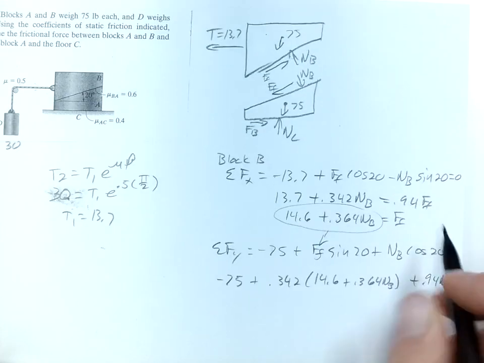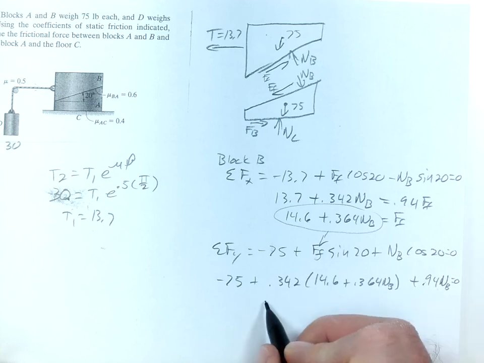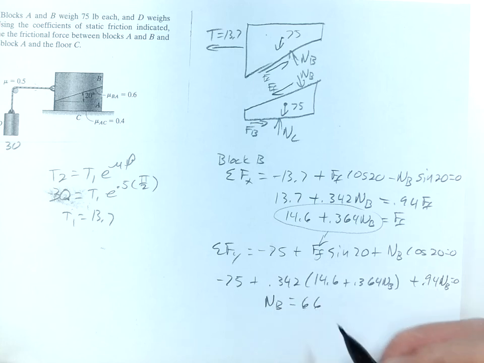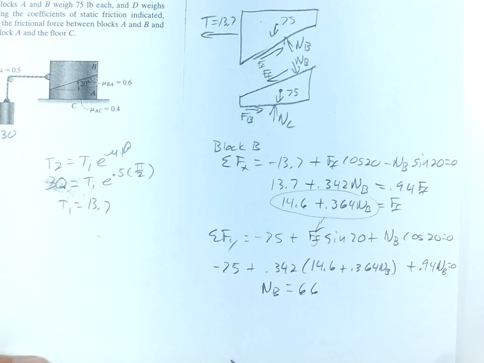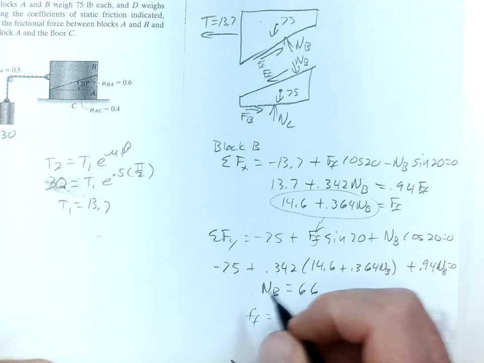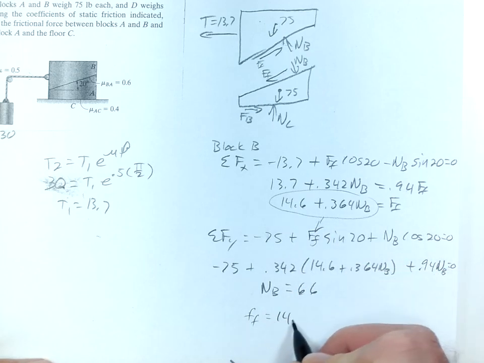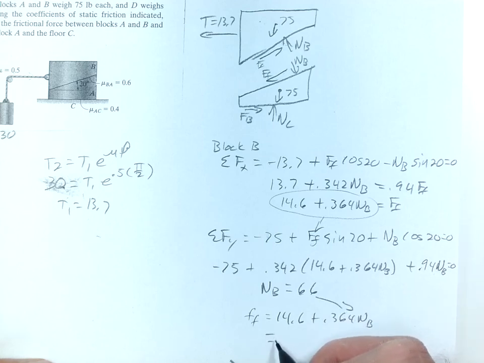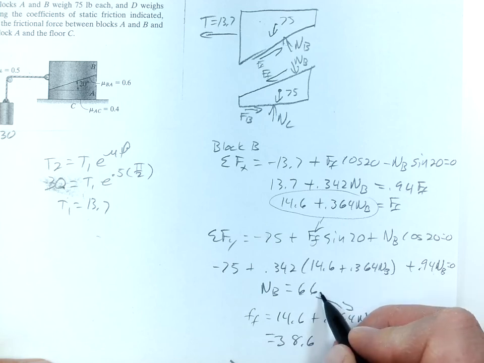And then we can solve this. The only thing left is NB, solving that directly for NB, and we get 66. So the force of friction is equal to 14.6 plus 0.364 NB, which is 66, and the force of friction is 38.6. And these are in pounds.